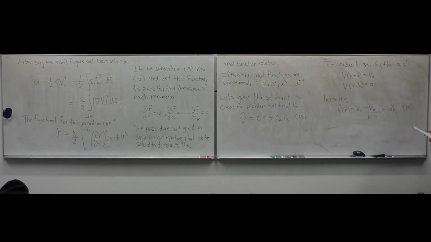Now we can check this. If we put in a in here, then we'd get v naught. If we put in b in here, then we'll get 0. So that satisfies these two boundary conditions.